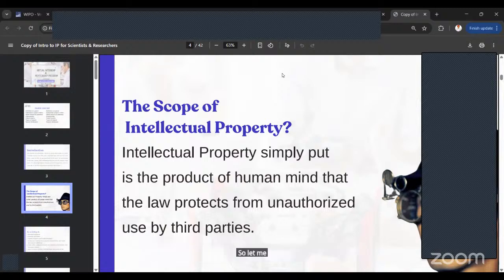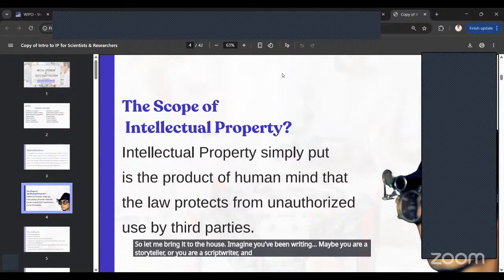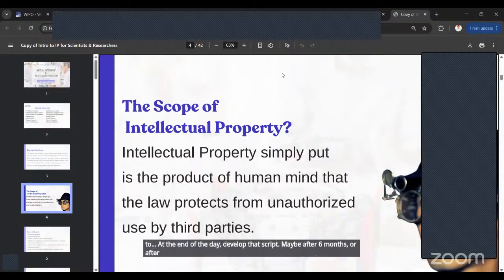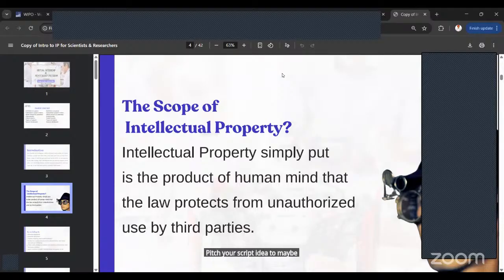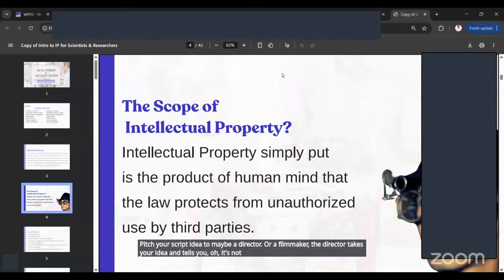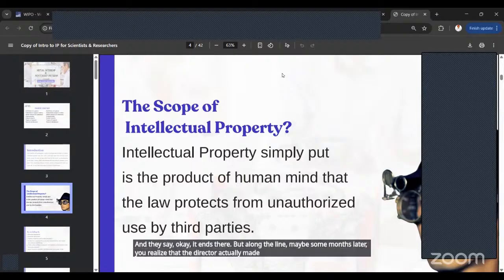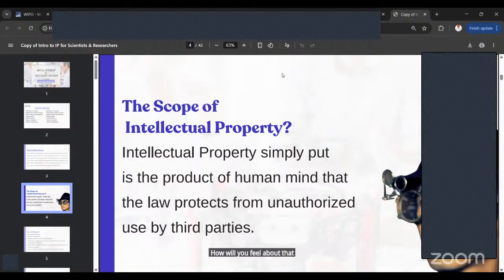So let me bring it home. Imagine you've been writing, maybe you are a storyteller or a script writer, and you've been trying to develop a particular script for, let's say, maybe years, right? And fortunately for you, you were able, at the end of the day, to develop that script maybe after 6 months or after 12 months. And just when you were about to pitch your script idea to maybe a director or a filmmaker, the director takes your idea and tells you, oh, it's not standard enough, we won't be using it. And you say, okay, and it ends there. But along the line, maybe some months later, you realize that the director actually made that script into a movie. How will you feel about that without your permission?